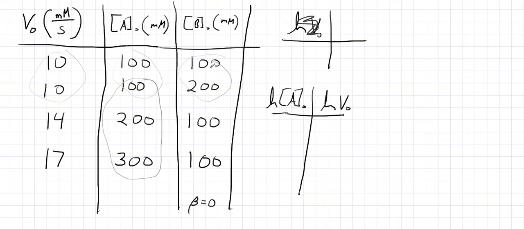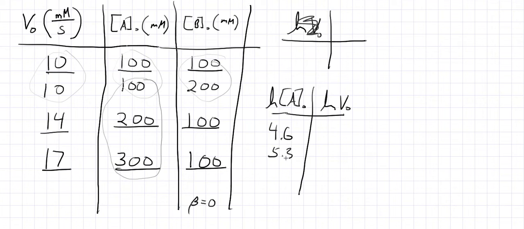So we've got 3 experiments where B isn't changing. Now in this case it doesn't really matter because we're 0 order in B, but in some other cases it's not 0 order, so we want to pick ones where these are all constants. We pick these, they're all constant, and then we look at the corresponding A naughts and the corresponding reaction rates. And we take the log of those. We get the log of A naught first. We get 4.6, 5.3, 5.7. And the log of the rate, we get 2.3, 2.6, and 2.8.